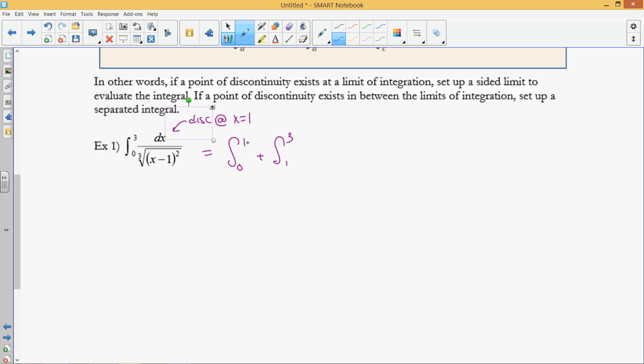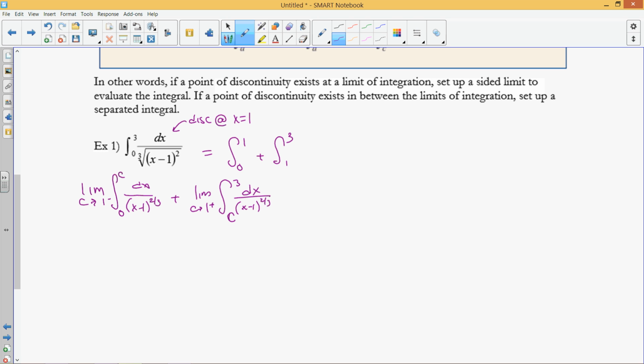So if I say 0 to 1 and 1 to 3, I have the integral from 0 to c, and I'm taking the limit as c approaches 1 from the left, because 0 is to the left of 1, of dx over (x minus 1) to the 2/3, plus the limit as c approaches 1 from the right, of the integral from c to 3 of dx over (x minus 1) to the 2/3. So, discontinuous at 1, separated into two, let c approach 1 from the left and from the right.